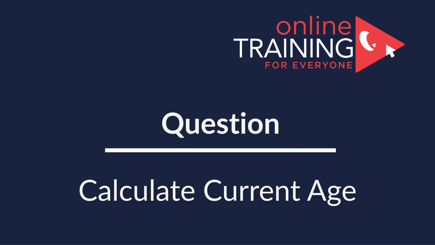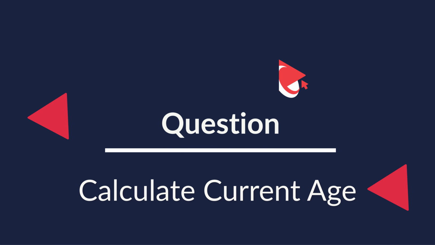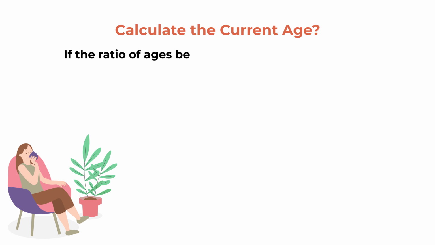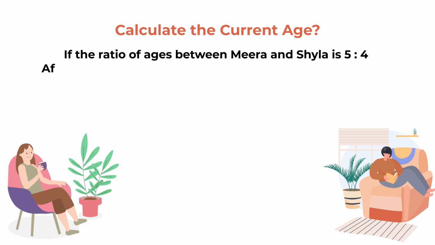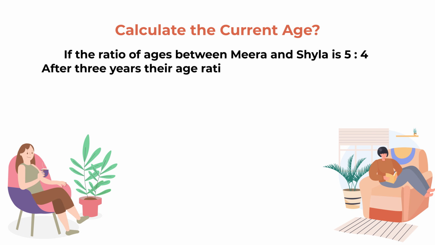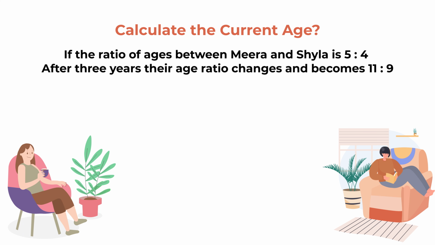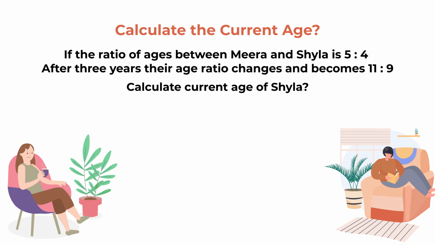Here's the question, which seems easy but has some tricky elements to it. You need to calculate the current age of Shyla. The ratio of ages between Mira and Shyla is 5:4. After 3 years, their age ratio changes and becomes 11:9. You need to calculate the current age of Shyla, and you have 4 different choices.